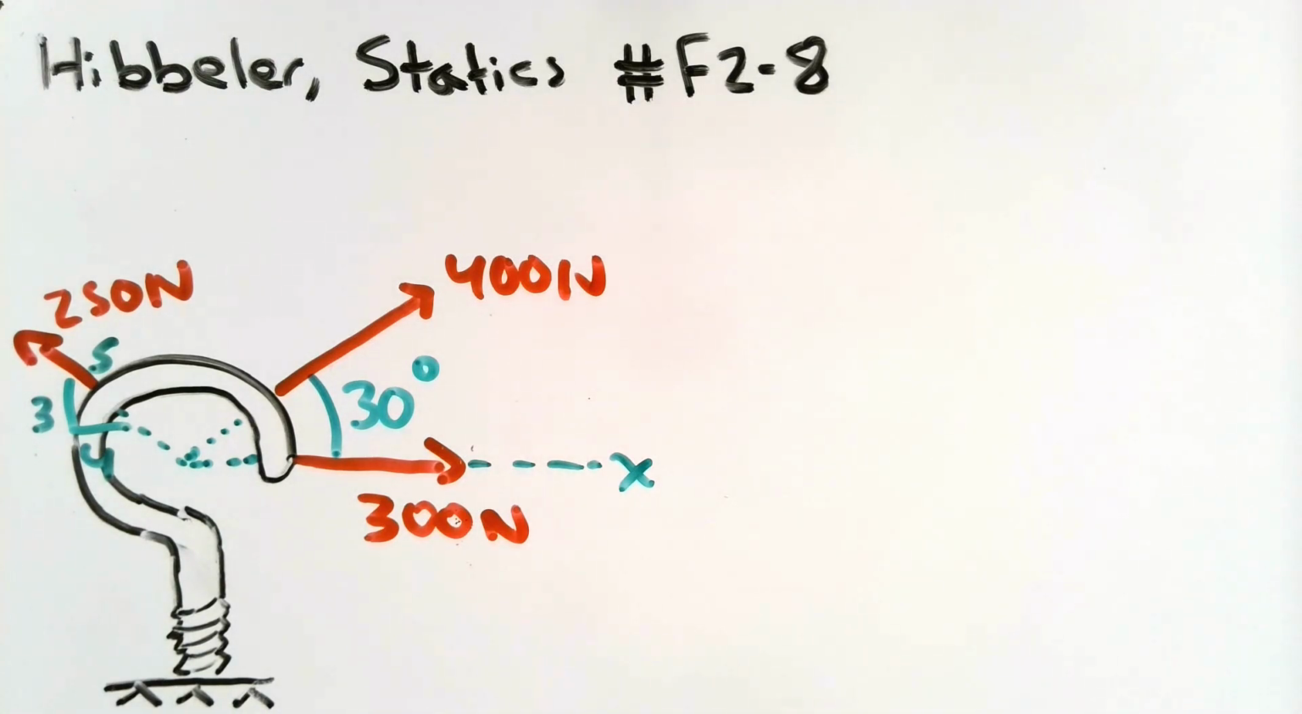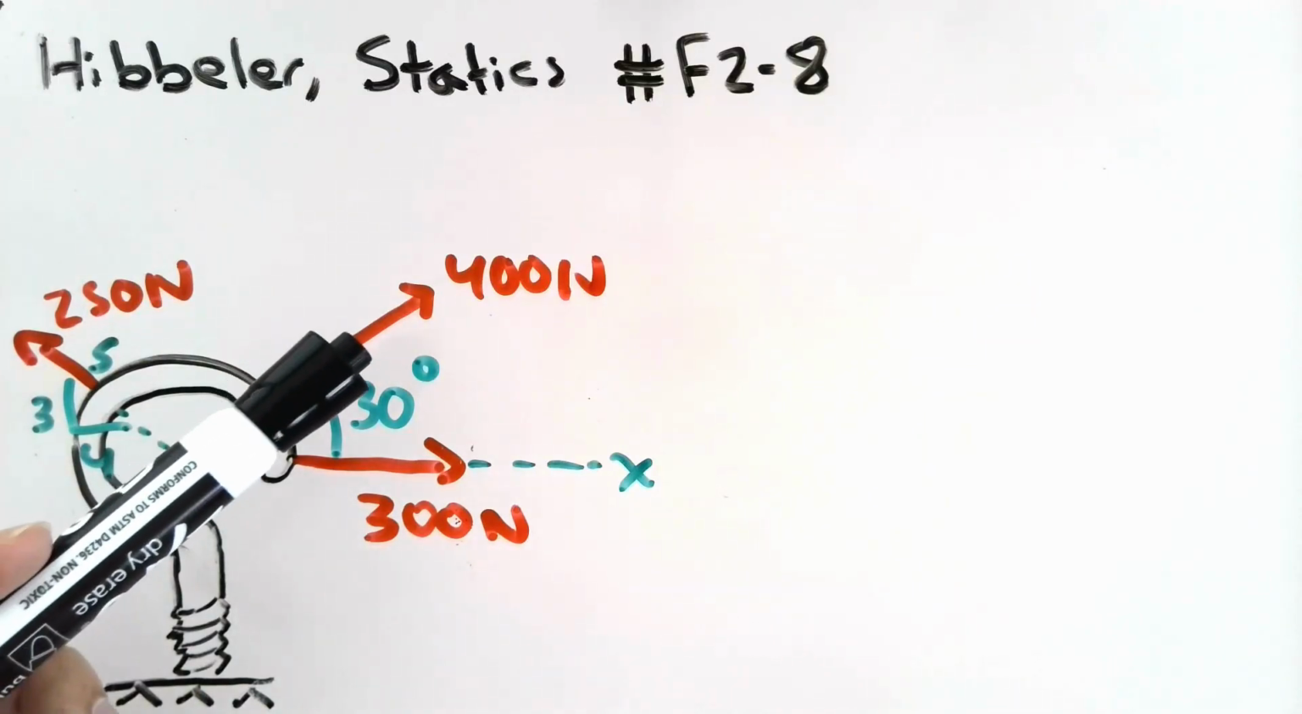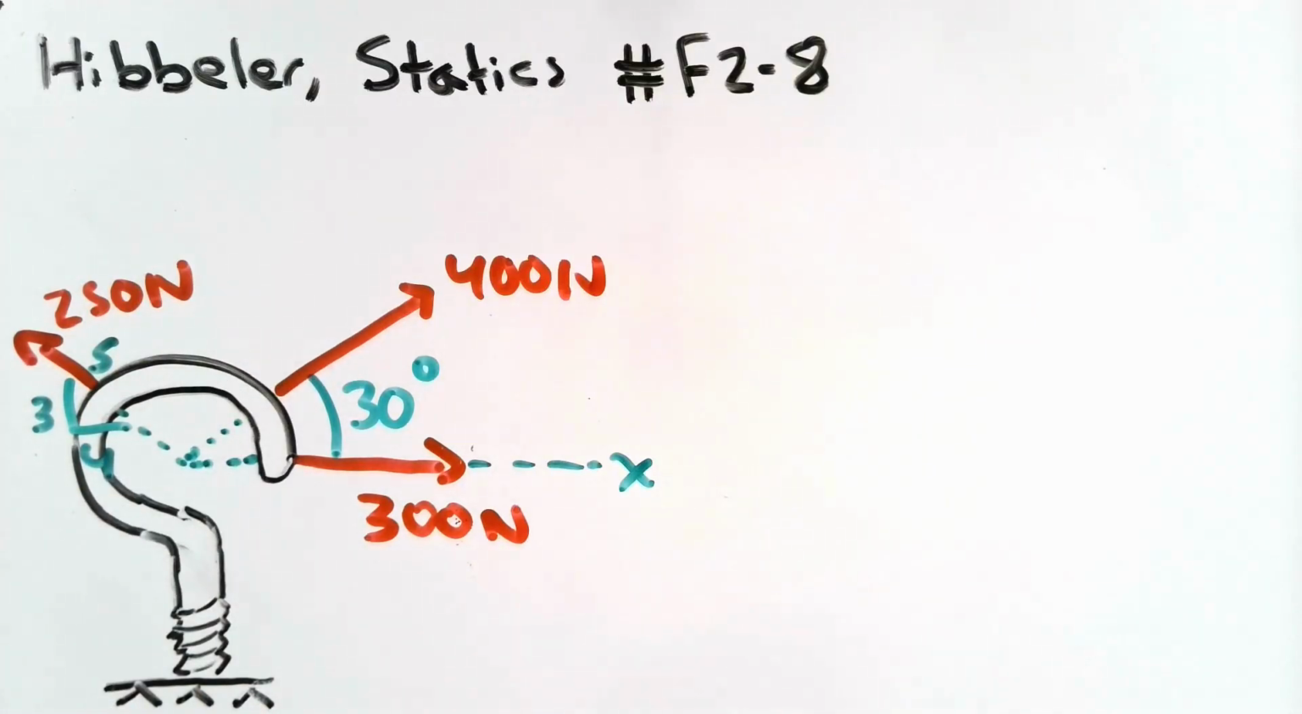We are given a hook that experiences three force vectors. One is a 300 Newton force acting horizontally, that is along the x-axis. One is a 400 Newton force acting at a 30-degree angle from the x-axis. And one is a 250 Newton force acting with a slope of 3, 4, 5. Now we're going to talk about that slope, what that slope means in a second.